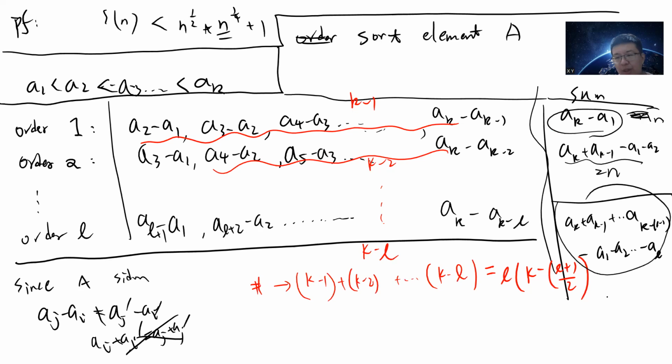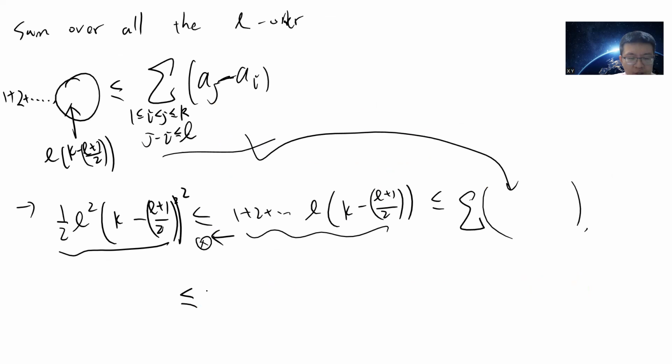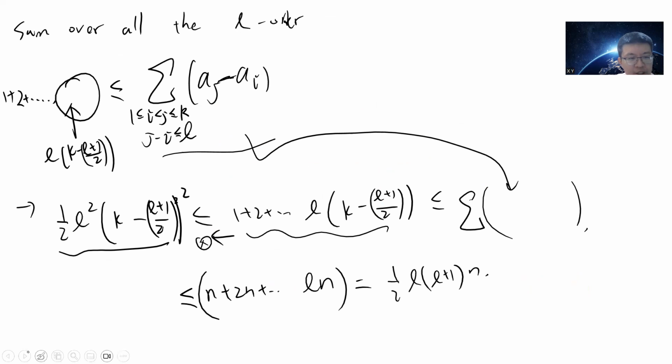And then this guy is bounded by Ln, right? So I can sum over this L. I can sum over this term. So I get the trivial upper bound, which is n plus 2n up to Ln. Okay, so this is half of L times (L plus 1) times n. Okay, so now I get the following inequality. This one, then this one. Okay, so let me just write down.